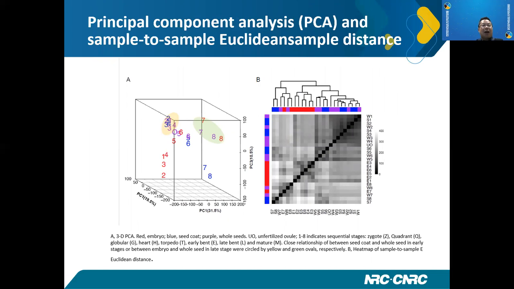After we have done the transcriptome study, first we did the principal component analysis and the sample-to-sample distance study. From figure 1, we can see that embryo, seed coat, and whole seeds are clustered in different clusters. So that's to say the transcriptomes in different compartments of developing seeds are quite different.